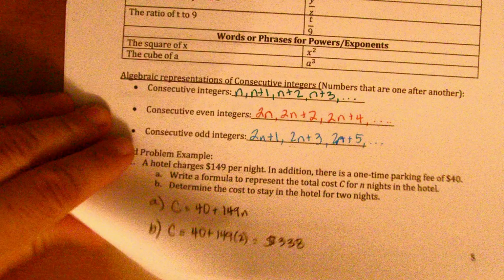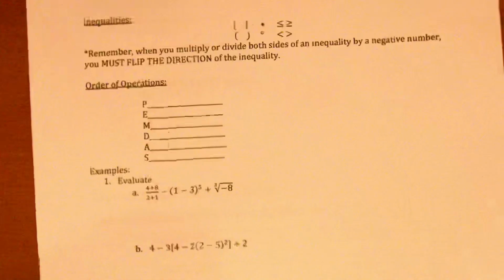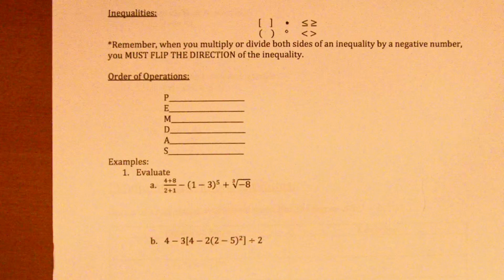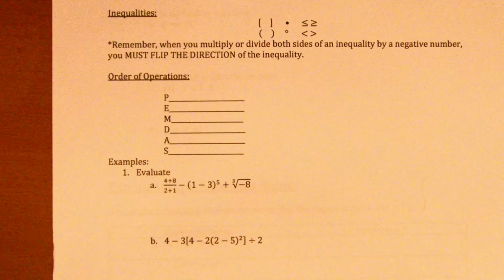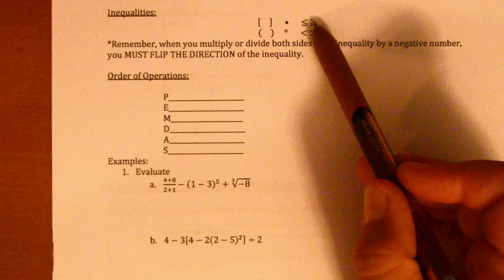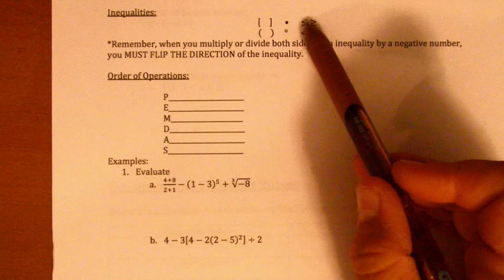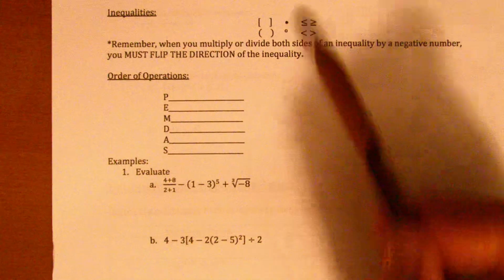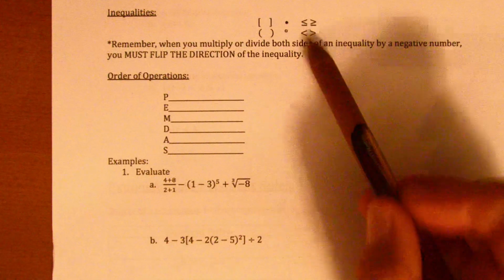Okay. So let's go on to the next page. And here we're going to be looking at inequalities, and looking at order of operations and practicing some of that. So, inequalities, that's what these symbols here are called. This is less than or equal to, that's what the little line underneath it means, greater than or equal to, less than or greater than.